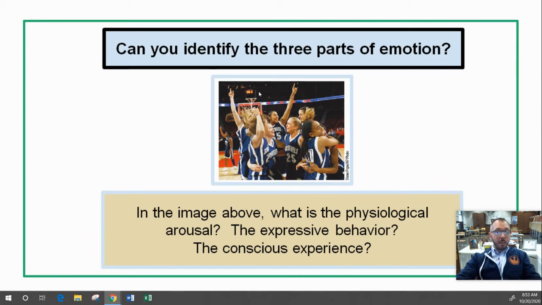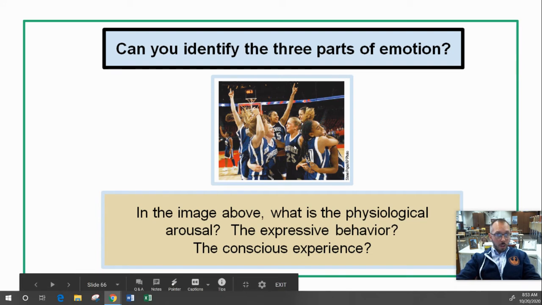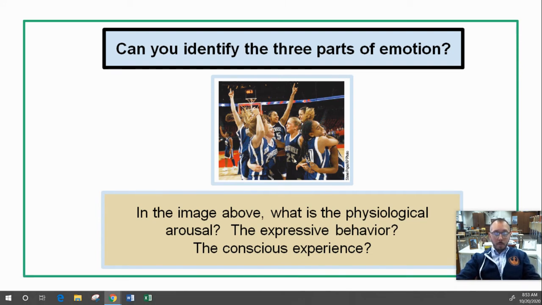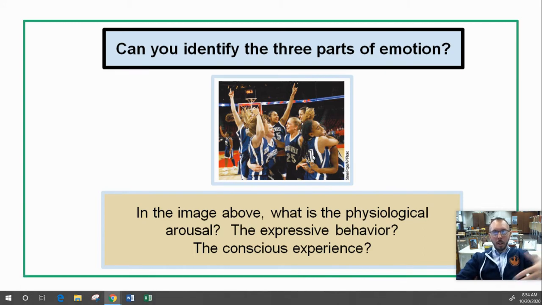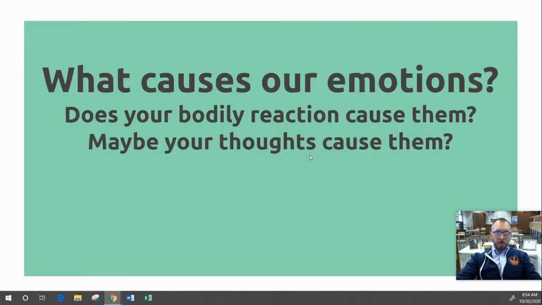So here, can you identify the three parts of emotion? Well, we've got physiological arousal. I bet their hearts are beating faster, right? They've just won a national championship, maybe. Their expressive behavior, we got like some smiles here, maybe some crinkling at the corners of the eyes, also a facial feature expression of smiles. And their conscious experience, they realize maybe they have won a national championship and now they are happy and excited. They kind of think about all the work they put into this and what this milestone actually means.